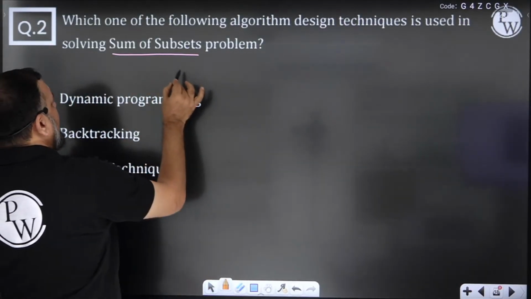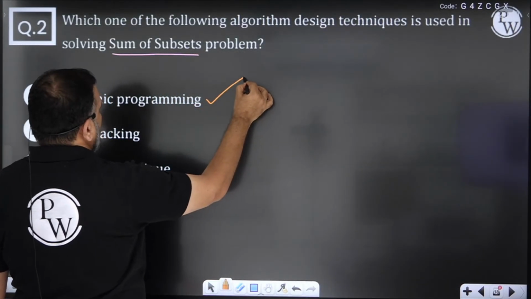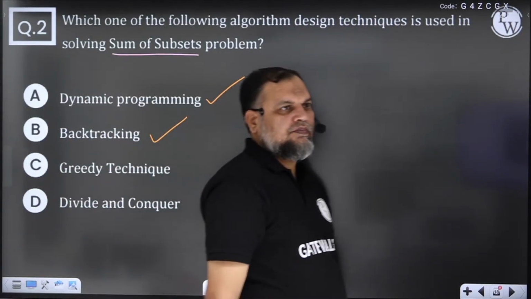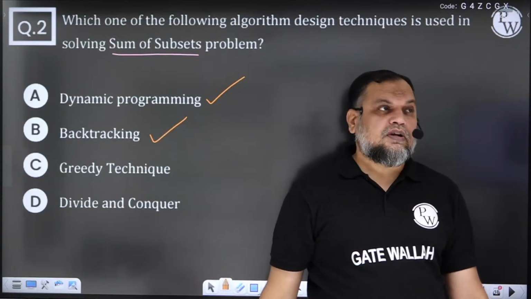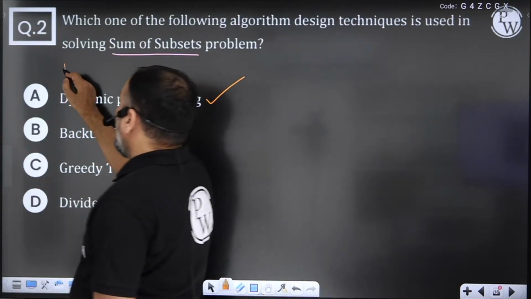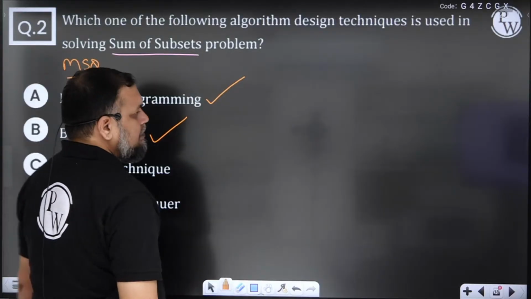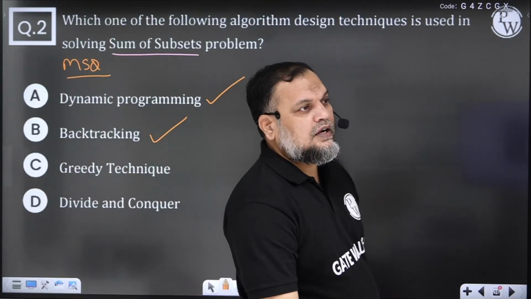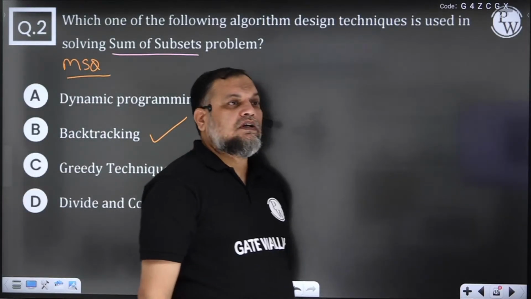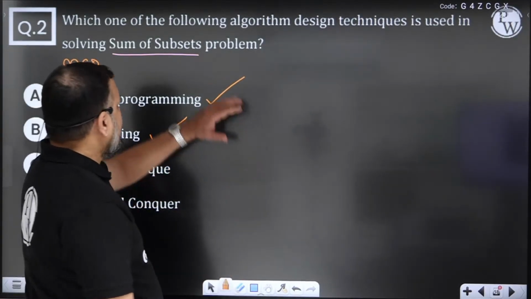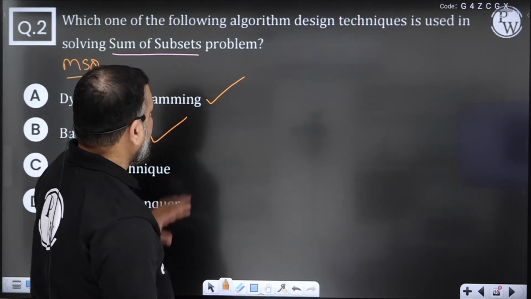Sum of subsets का प्रॉब्लम जो है डेफिनेटली यू कैन सॉल्व विद डायनामिक प्रोग्रामिंग, लेकिन आप बैक ट्रैकिंग से भी सॉल्व कर सकते हो, ये बहुत इंपॉर्टेंट है. So therefore, if this question would have been like an MSQ, then both option A and B would have been correct. So boys and girls, be careful with that. Sum of subsets can be solved using dynamic programming and backtracking.